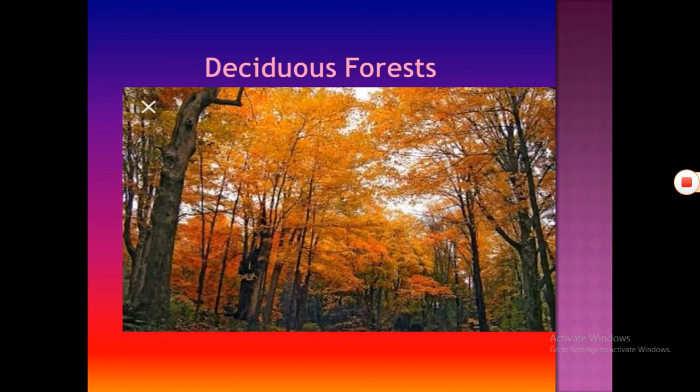Second one, deciduous forest. In deciduous forest, trees shed their leaves at a particular time of the year, usually in the autumn season. This type of forest are found in places with a hot climate and annual rainfall between 100 cm and 200 cm.